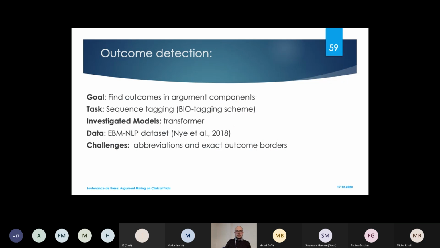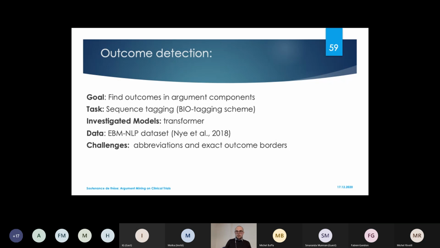So first we have the outcome detection module, which finds the outcomes in the argument component. This is a sequence tagging task similar to that employed for argument component detection. So we use the same transformer architectures as in the previous experiments. The model was, however, trained on the EBM-NLP dataset, which is a corpus for PICO element detection.